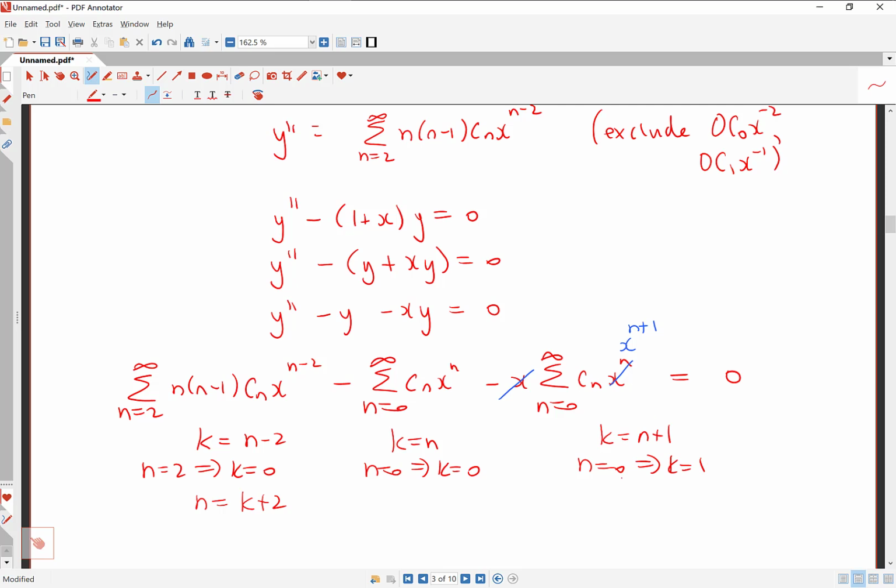And for the sake of the algebra we're going to do in the next step, we want to solve this little equation here for n. So if k is equal to n plus 1, then n is equal to k minus 1. And we'll just keep that in mind for our next step.